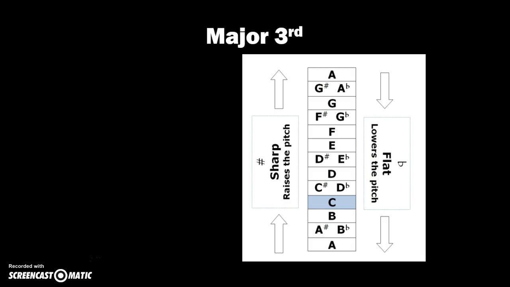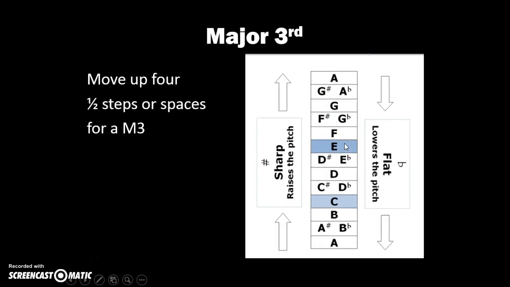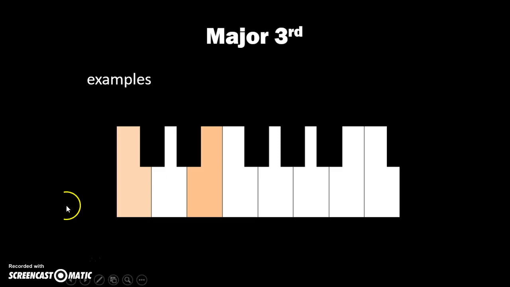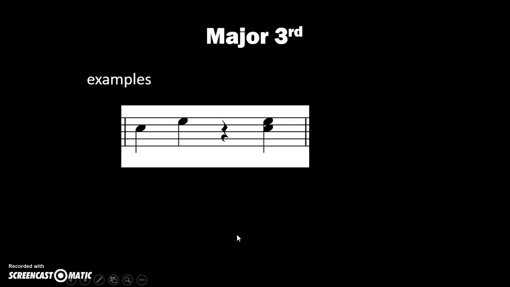If we start on C and we go up the ladder 4 half steps, 1, 2, 3, 4, there's our E, of course. And on the piano, there's C to E. Again, C major scale being all the white keys, we simply skip a key and there automatically we will have a major third. Written on the staff, again, we have C to E, space to space.